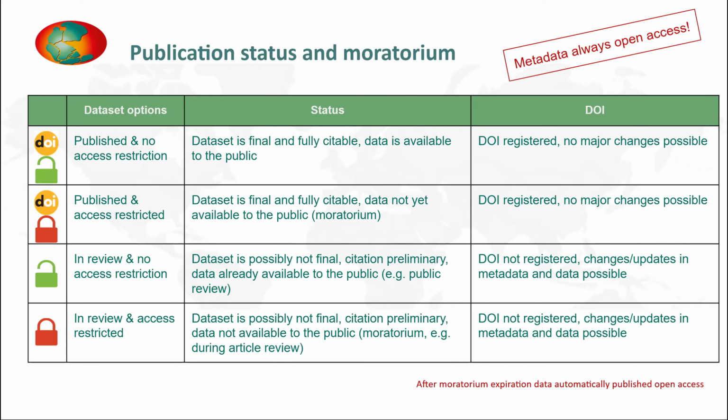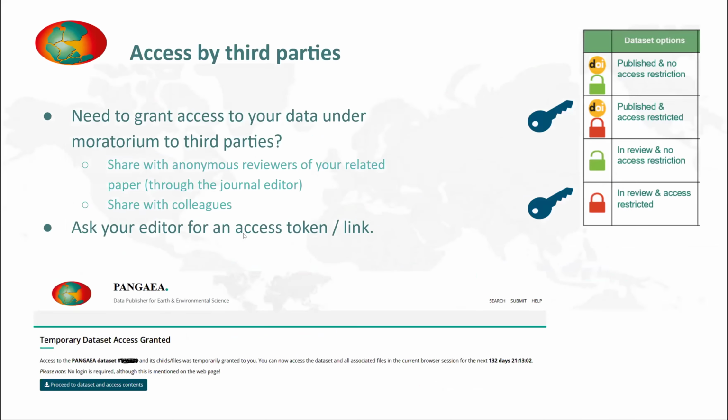And for both of these statuses, we have two options. Either the data set can be open access or under moratorium. So that depends on what you need to do with the data set. Some journals require the data to be open access to everyone. On the other hand, you might also work under closed access mode. So this is really the 4 options we have to fit your needs.